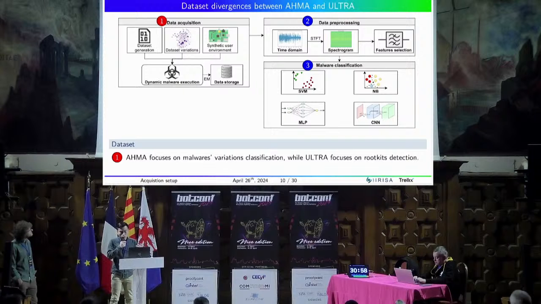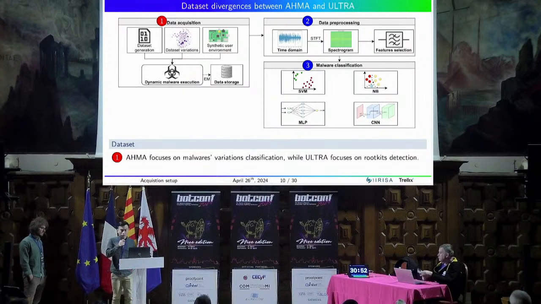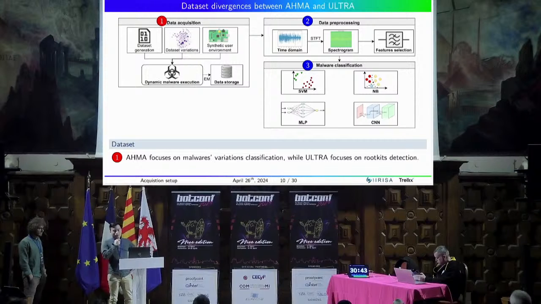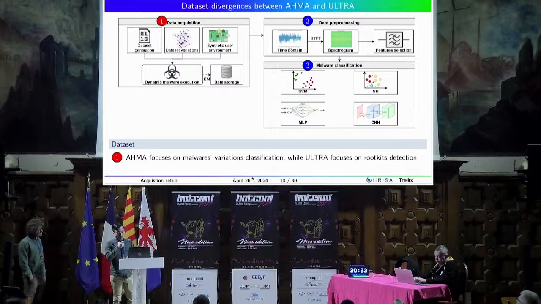Our research consists of two projects. One is AMA, which is for malware classification. So all kinds of embedded IoT malware we take into the dataset and we try to classify them. The second project, we call Ultra, is mostly focused on rootkit detection. For Ultra, we only take the dataset of multiple rootkits, and we do the detection on those kinds of rootkits.